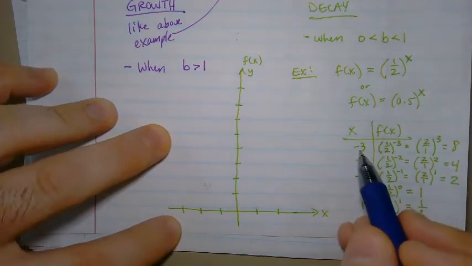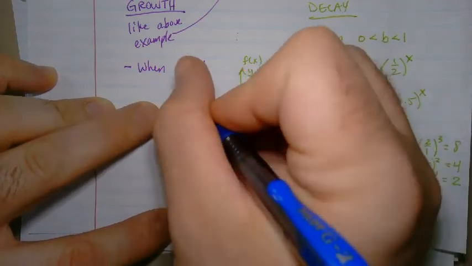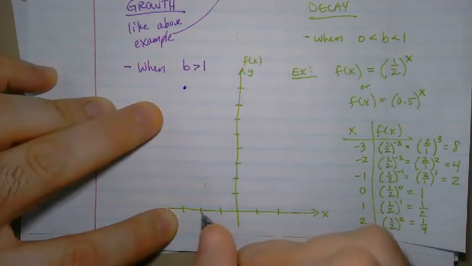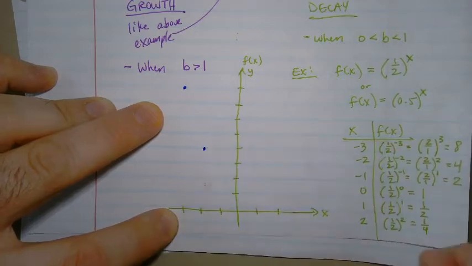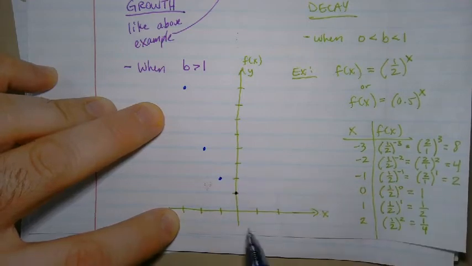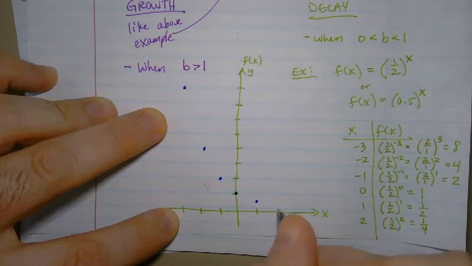And we'll plot those points. So negative 3, we're up at 8. 1, 2, 3, 4, 5, 6, 7, 8. Negative 3 is way over here. Negative 2, we're at 4. 1, 2, 3, 4. Negative 2. And negative 1, we're at 2. 0, we're at 1. At 1, we're at a half. And at 2, we're at 1/4.